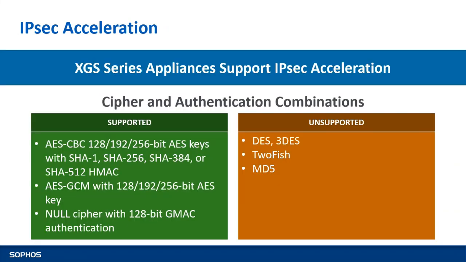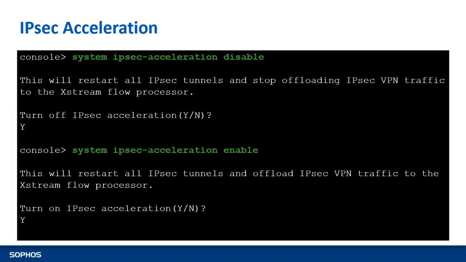I was talking about the IPsec acceleration. The IPsec acceleration is configured from the console by using the system ipsec acceleration command to enable and disable the feature, as you can see here. Console system ipsec acceleration disable. All the instructions are from the console, and that's it. Okay.